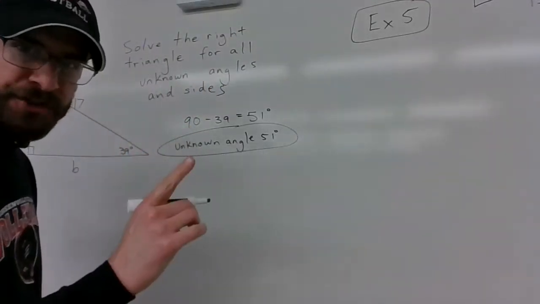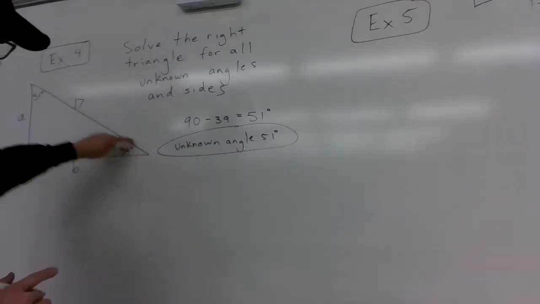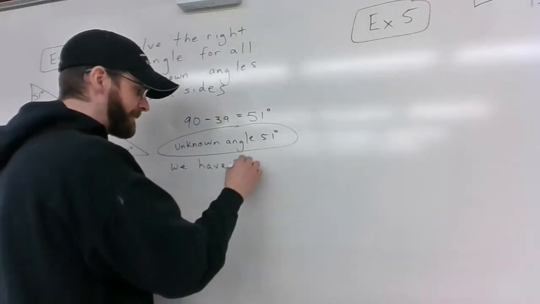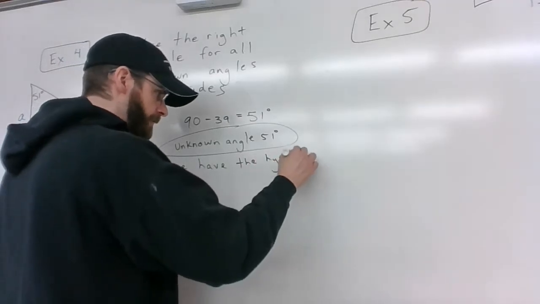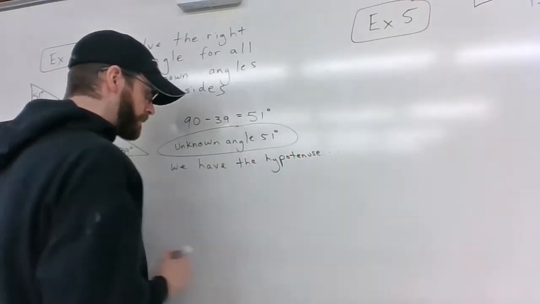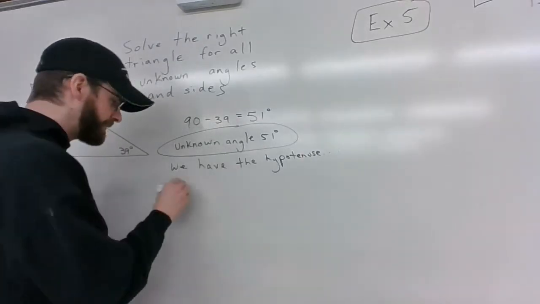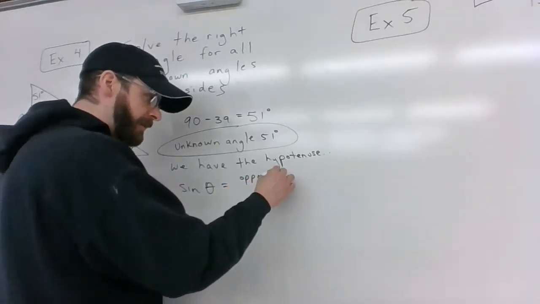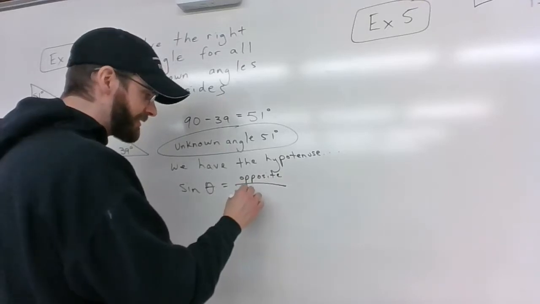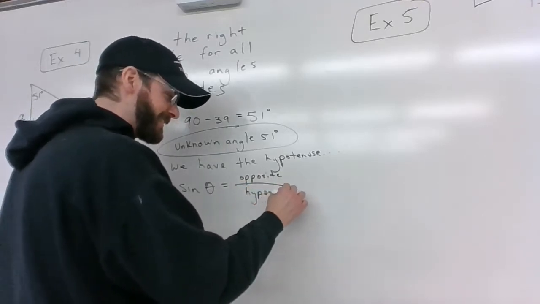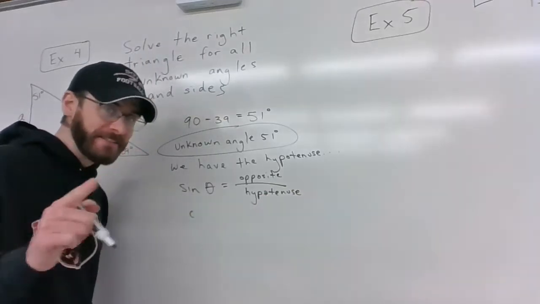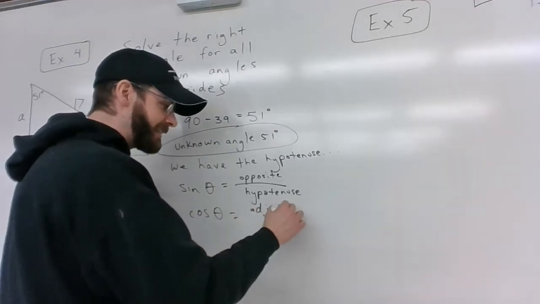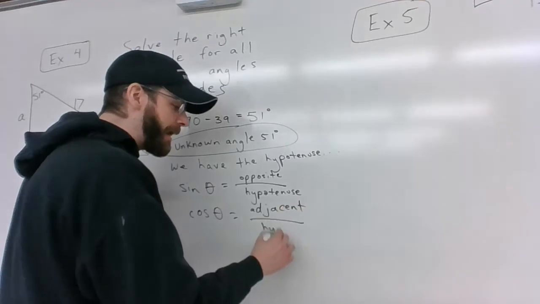Think about the information we're given here. We have the hypotenuse's measure. Sine of theta equals opposite over hypotenuse. Ooh. Additionally, cosine is adjacent over hypotenuse. Awesome. Okay, here's what I'm getting at.